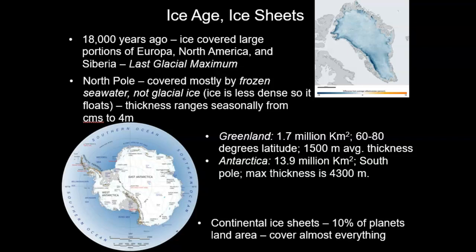The overall area that it covers is 13.9 million square kilometers, so much, much larger than the Greenland ice sheet, which again was 1.7 million square kilometers. Because both the Greenland and the Antarctic ice sheets occupy such huge areas, they are often referred to as continental ice sheets. And their combined areas represent about 10% of the Earth's land area.